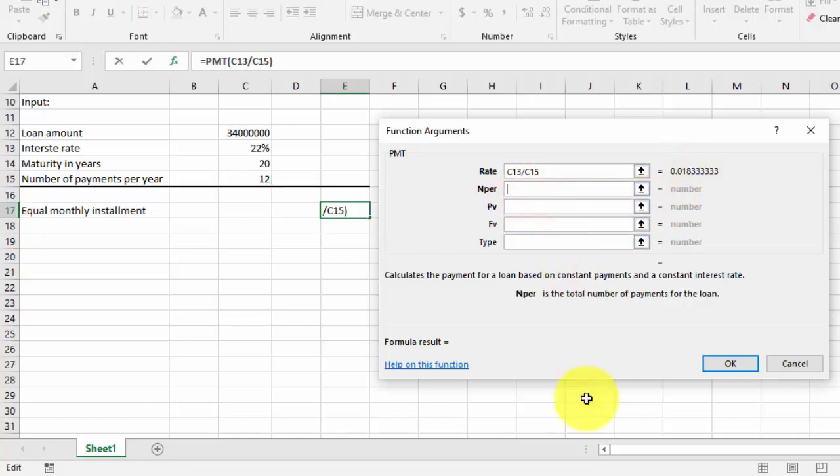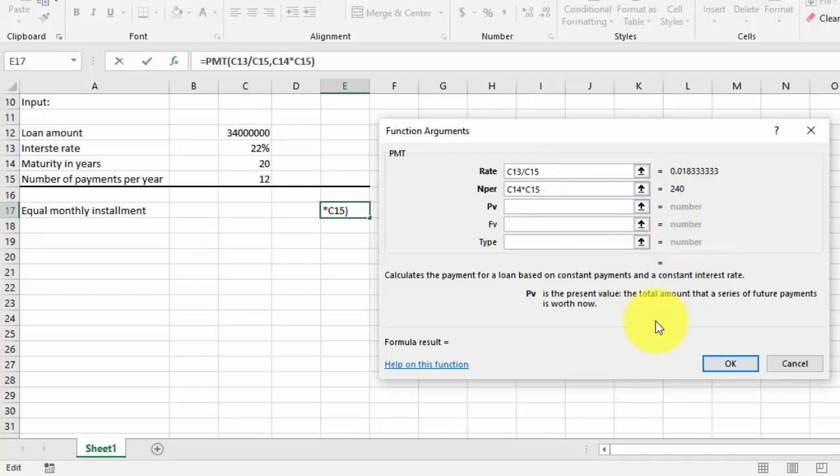Now the next one is Nper. What is that? Nper is the total number of payments for the loan. So we can clearly see that we have 20 years and every year we will make 12 payments. Therefore the number of payments will be the number of years times the number of payments in 1 year. So it is very clear that it should be the cell where we have the number of years times the number of payments in a year. So we can see that 240 is the total number of payments.